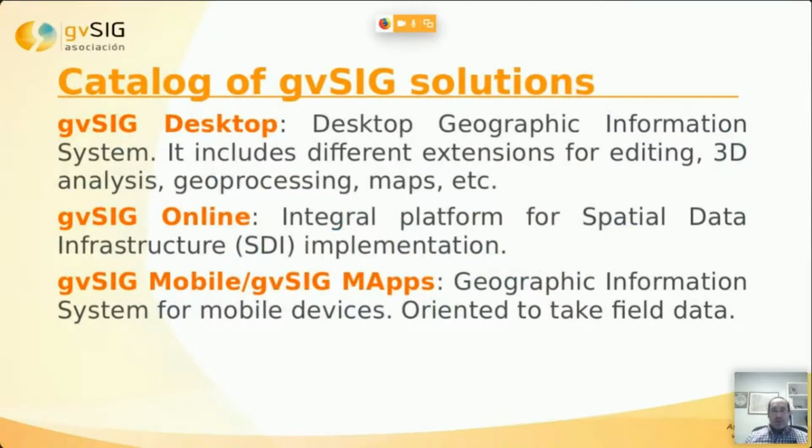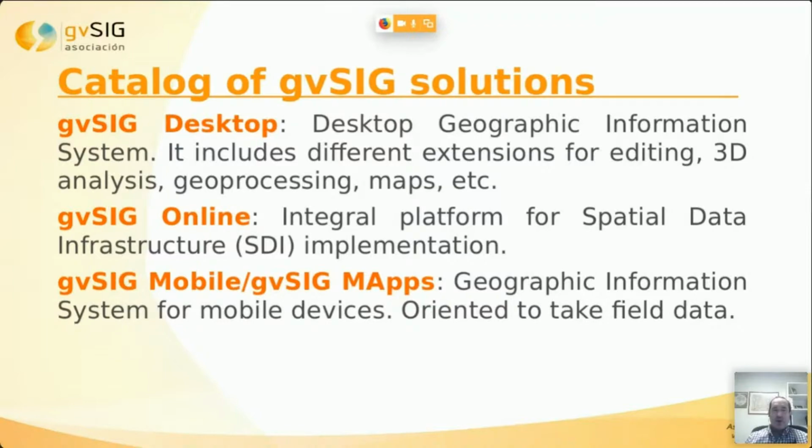The catalog of gvSIG solutions is composed of different products. One of them is gvSIG Desktop, that is a desktop geographic information system for advanced editing, analysis, geoprocessing. It has geoprocessing tools. We can create maps. We have 3D views, etc.